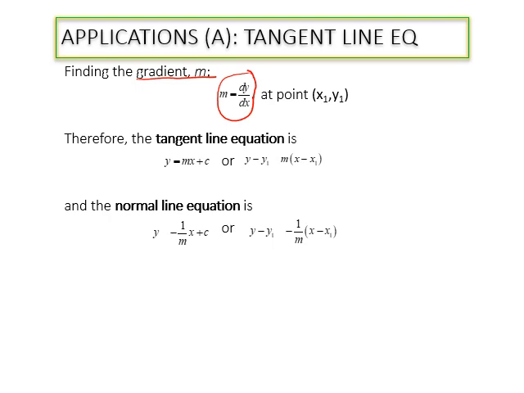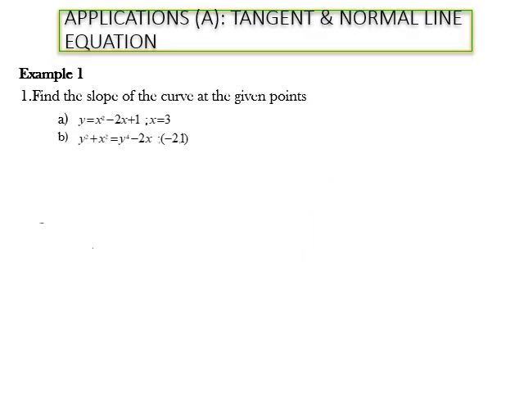So if we have the gradient, we can find the tangent line equation, which is y equals mx plus c, or this one. And the same thing, if we have the gradient, we can find the normal line equation, using these two equations. So first, we need to differentiate the function to find the m, or the gradient, and then we substitute the gradient in the standard equation of the tangent line and normal line. Okay, let us take a look at the example.